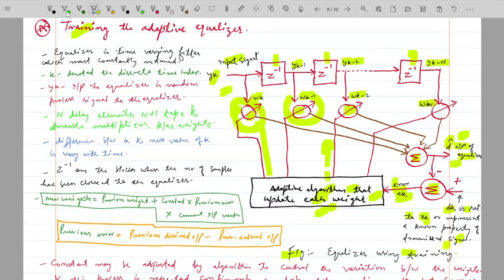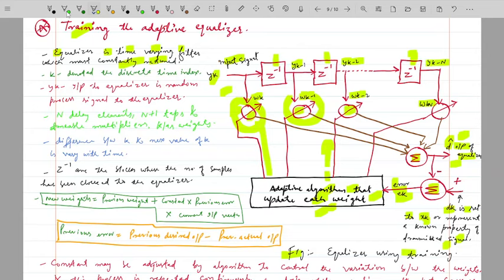Here the equalizer is a time varying filter, which must be constantly retuned, so retraining sequences may be used here. The equalizer varies with time and works like a filter.